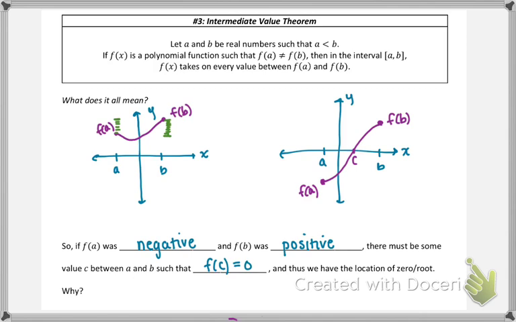And the reason why we can make that conclusion is because polynomial functions are continuous. And so if I want to connect a point that has a negative y value to a point that has a positive y value, I have to somewhere cross the x-axis. And so again, my graph could look like this, and again, somewhere here I have to cross the x-axis, and that would be a 0. So if I know that f of a is negative and f of b is positive, then I know that there must be an x-intercept somewhere in between them.